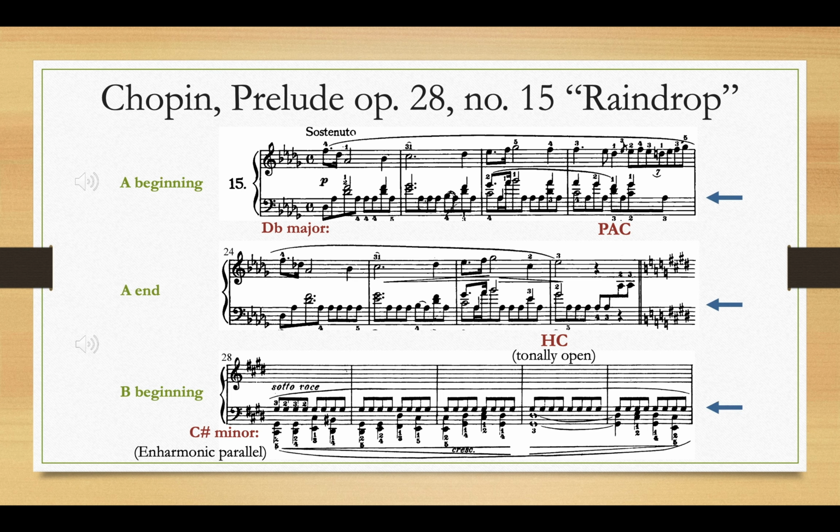You'll notice that even the repeated A flats become the repeated G sharps in the middle register of the piano here. These gently repeated eighth notes are actually what gives this particular prelude its name, as some people hear this as the steady drumbeat of raindrops. Let's listen to this section. So this will start at measure 24, the end of the A section, and dovetail into the beginning of the B section.